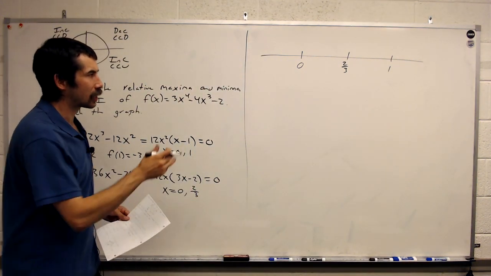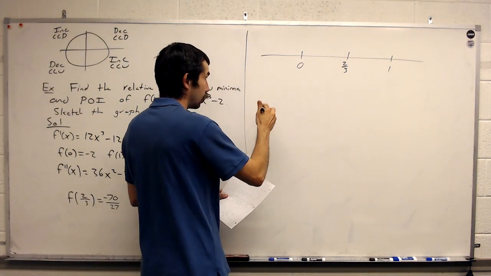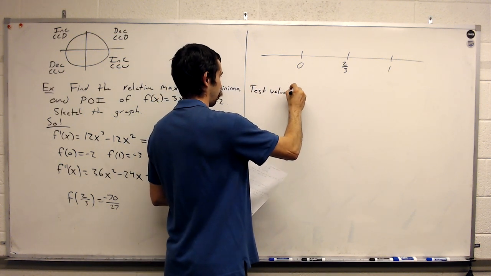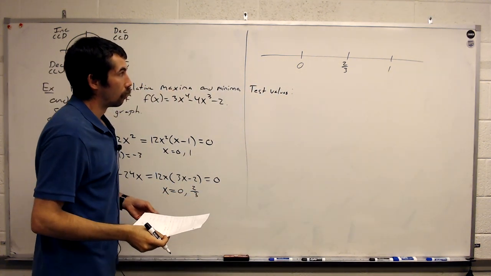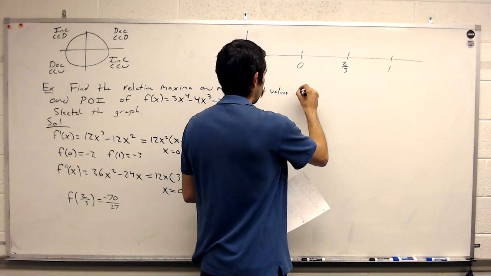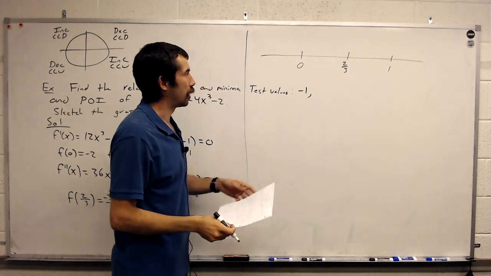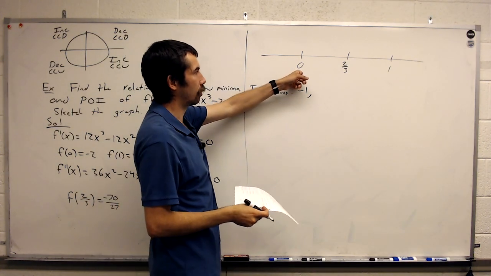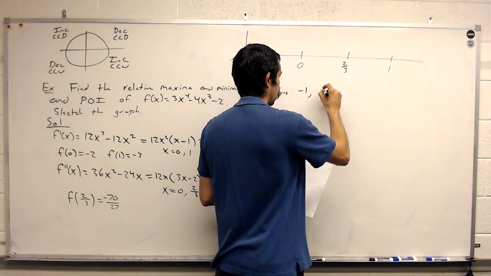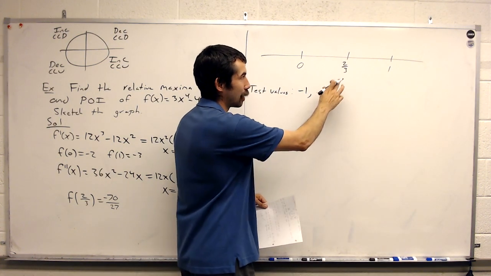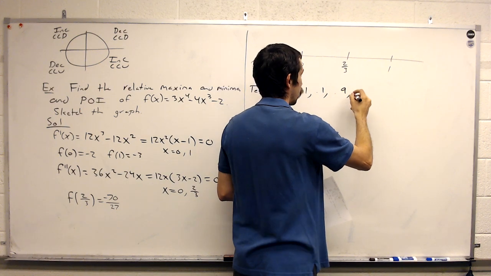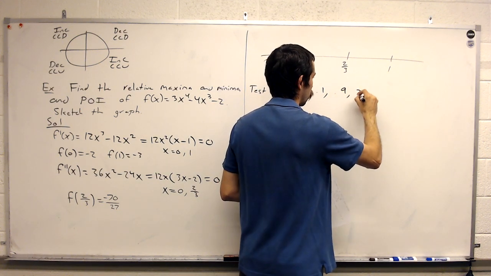All right, and we need a test value in each of these sections. So for test values, we need something smaller than 0. How's -1 sound? We need something between 0 and 2/3. How about 0.1? And we need something between 2/3 and 1. So how about 0.9? And something bigger than 1. So how about 2?